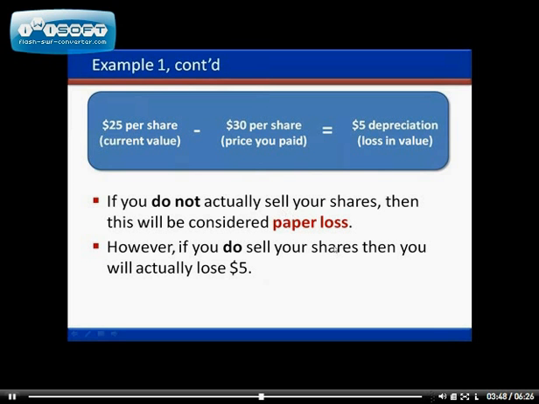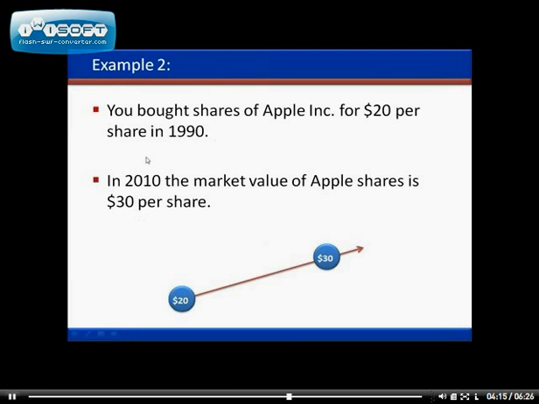Initially, people will get scared when they see, wow, I bought the shares for $50, and now it's worth $14. Oh, I need to get out of this thing. Why get out? Hold on, try to get some of your money back, and then you sell. We'll talk about that in later lessons. But let's go on to the next example.